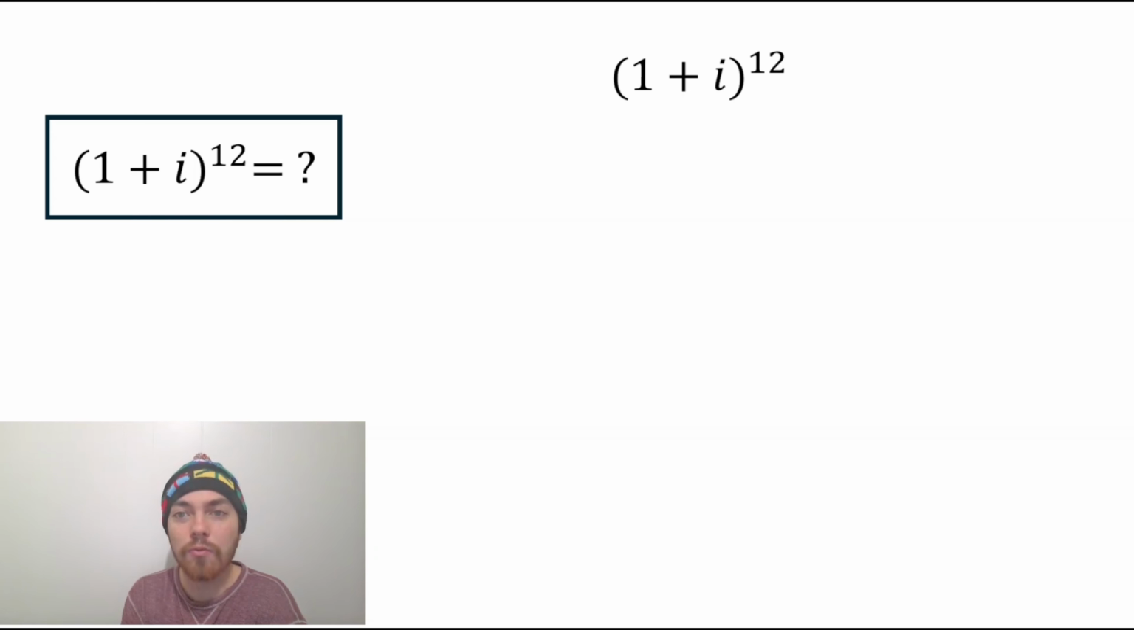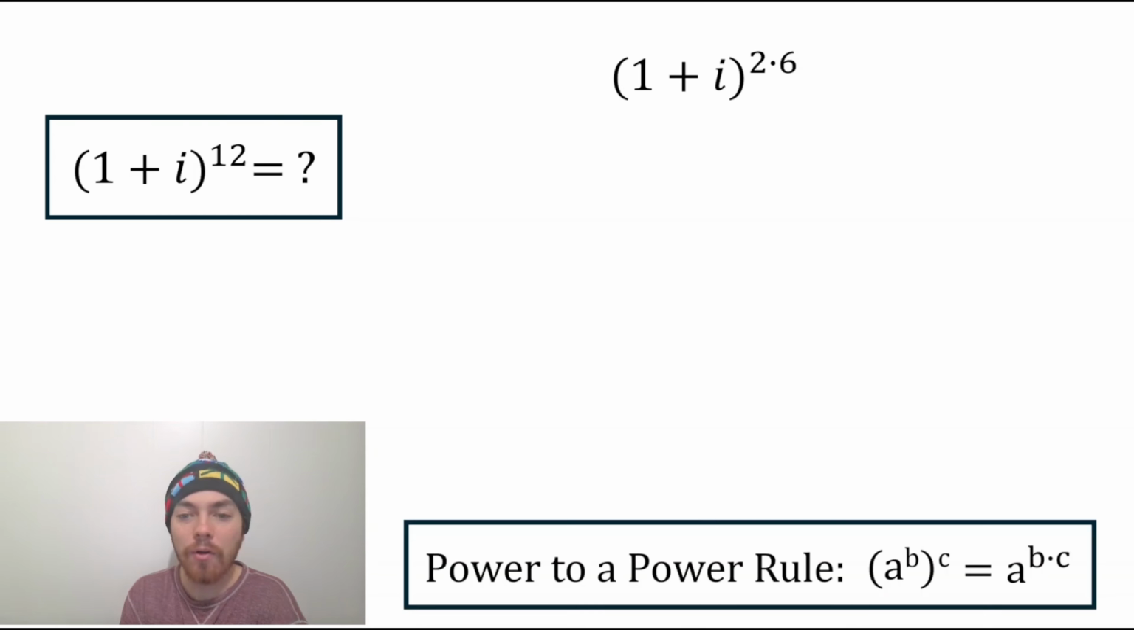So the first thing we're going to do is rewrite (1 + i)^12 as (1 + i)^(2 times 6). The power to a power rule tells us that (a^b)^c equals a^(b times c). In this case, 2 is like our b and 6 is like our c. So we can use the power to a power rule backwards to rewrite this as ((1 + i)^2)^6.